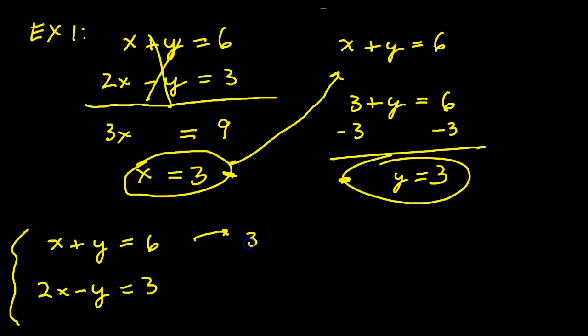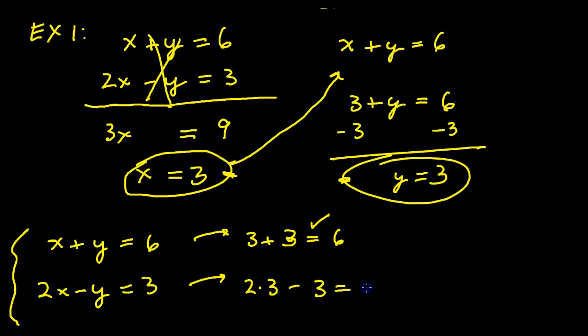If I check the first solution, if x is 3 and y is 3, do I get a true statement? Indeed I do. 3 plus 3 equals 6. And in the second equation, I'll check that as well. I'll get 2 times x, which is 3, minus y, which is also 3. Is that equal to 6? 2 times 3 is 6. 6 minus 3, oops. Hang on a minute.